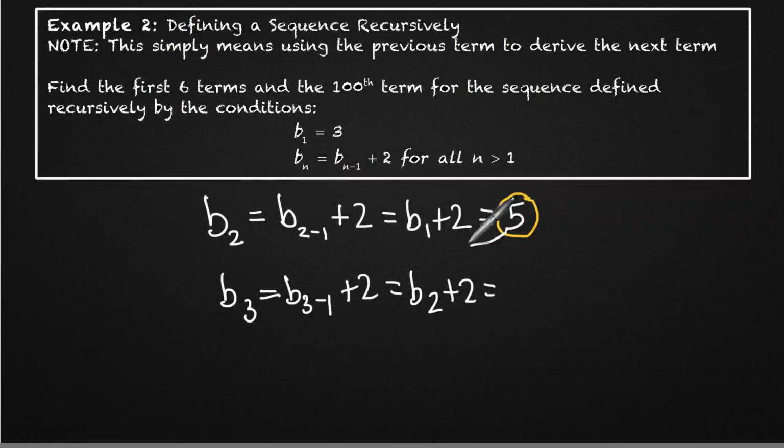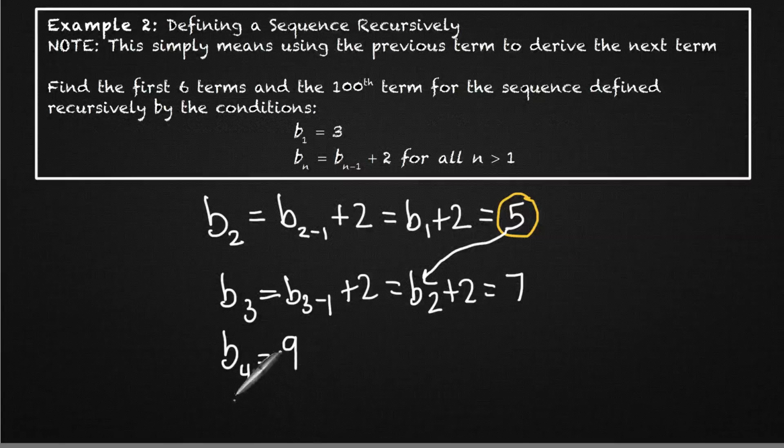We can plug 5 right in there, and 5 plus 2 is 7. I think you see where this is going. So what is the pattern? If you want the fourth term, you take the term that came before it and add 2. So it doesn't take a mental giant to figure out where this is going.